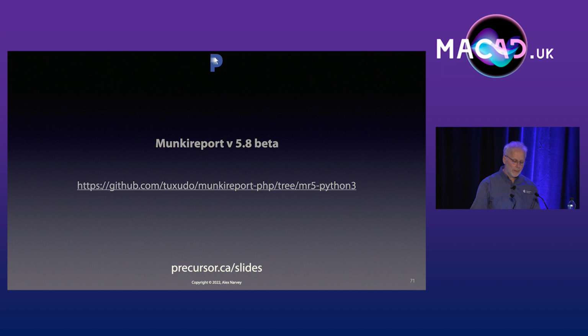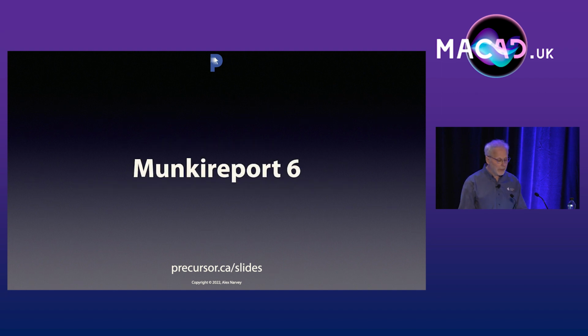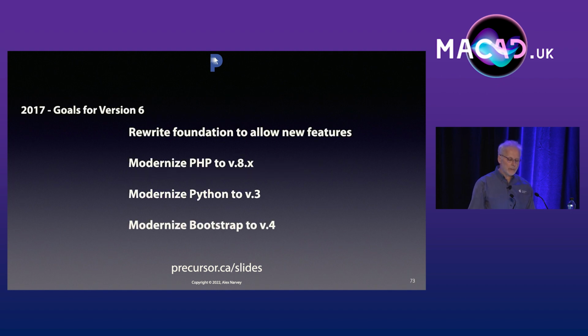So that's a lot of info about MunkiReport today, but we have been anticipating MunkiReport version 6 for quite a long time now. Arjen van Bochoven first started thinking about version 6 in 2017. The idea was to rewrite the underlying foundation so that new features could be added. And as part of that effort, some dependencies would also be updated, including Python, PHP, and Bootstrap.